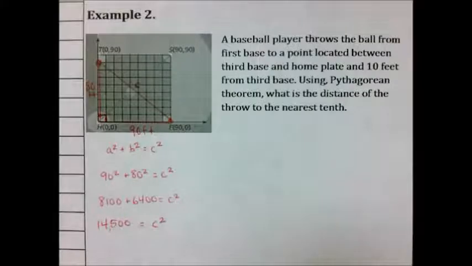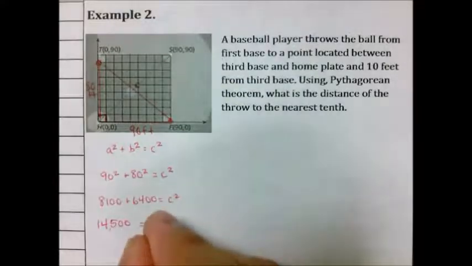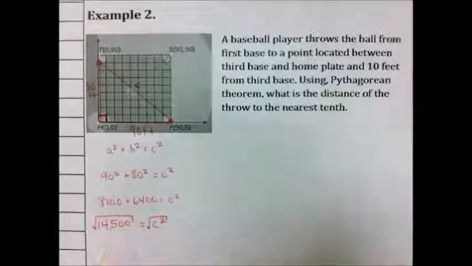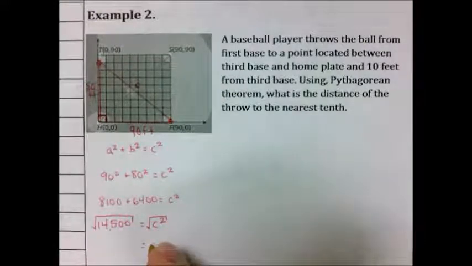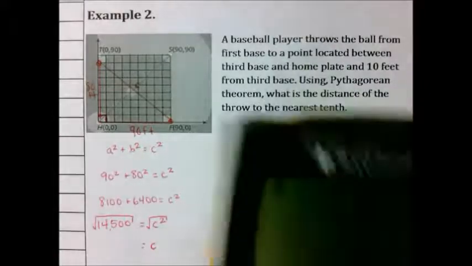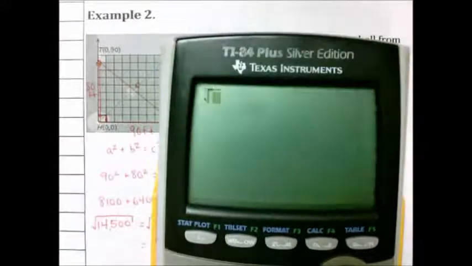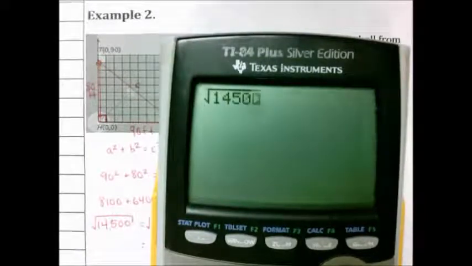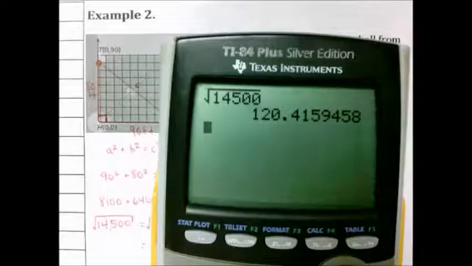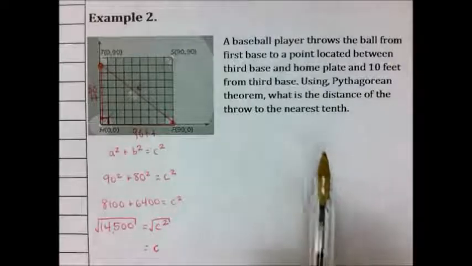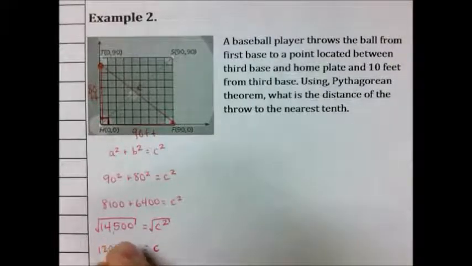Wow, that is a big number here. Remember, in order to cancel out something squared, we have to use the square root of that. We're going to find the square root of both sides. On this right side here, the square root of something squared is just whatever was on the inside to begin with. And the square root of 14,500, I don't know that. Let's use our calculator here. 14,500, and we see that is 120.4159458. And remember it says to round to the nearest tenth, which means that our answer would be 120.4 feet. That's a long throw.